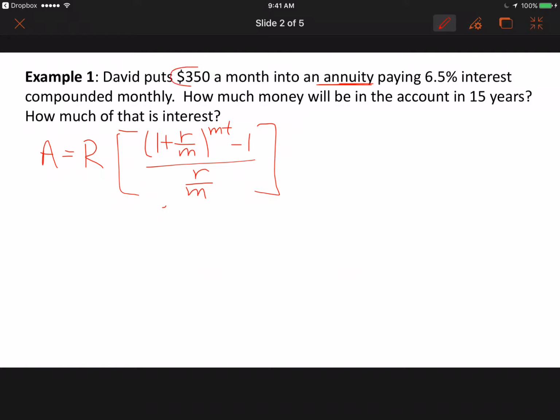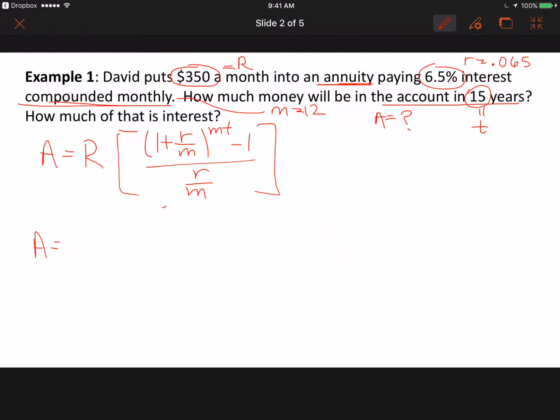And now we want to identify what we know. So $350 a month, that's my big R, capital R. 6.5% interest, so little r is 0.065. Make sure you move that decimal 2 places to the left. Compounded monthly, that tells me my m is 12. And it wants to know how much money will be in the account in 15 years. We don't know A, and 15 is my t.